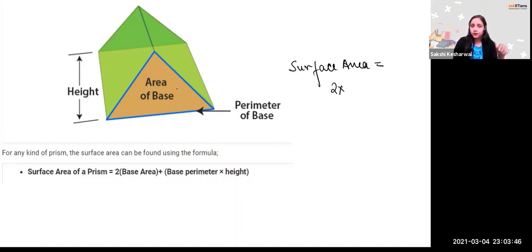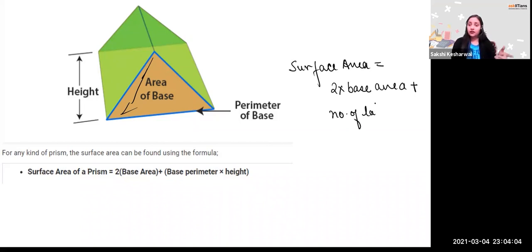2 times the base area. Right? This is your base area, right or not? 2 times the base area plus the area of the lateral faces. How many lateral faces, beta? Number of lateral faces. We can say the number of sides, the number of lateral faces, the area of the lateral faces, right?